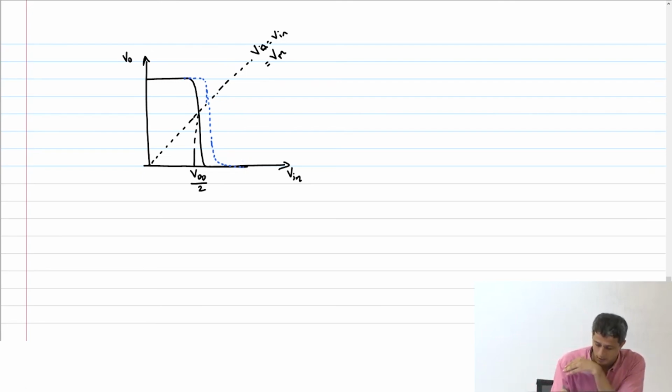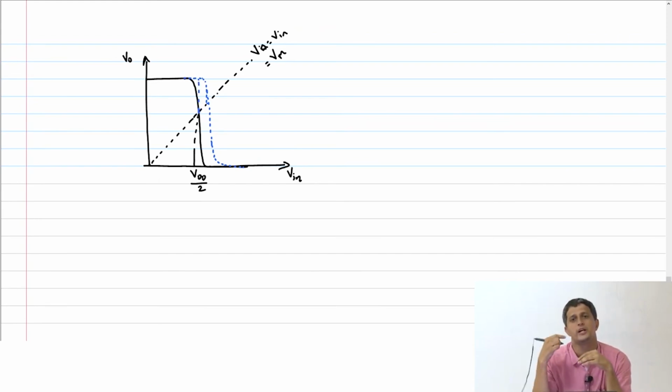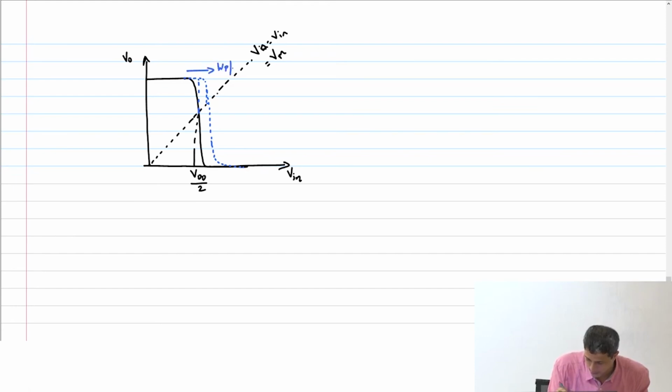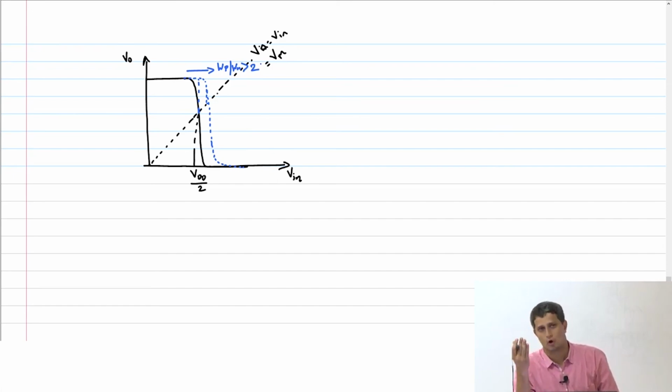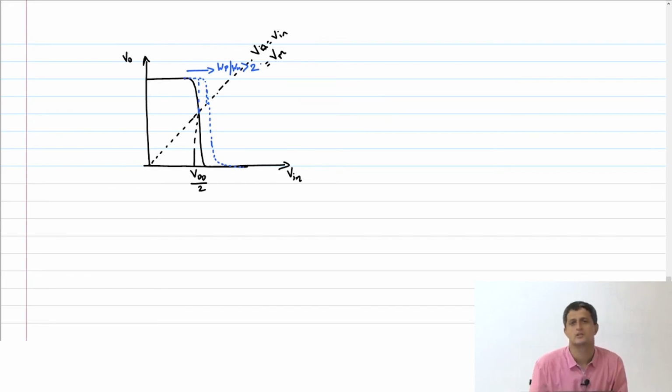If you look at it, for the same input, the output is closer to VDD for the case when WP is higher than WN. Okay, so this is WP by WN greater than 2. So if the PMOS transistor becomes stronger, then the curve shifts to the right. Similarly, if the NMOS transistor becomes stronger, you can apply the same argument.